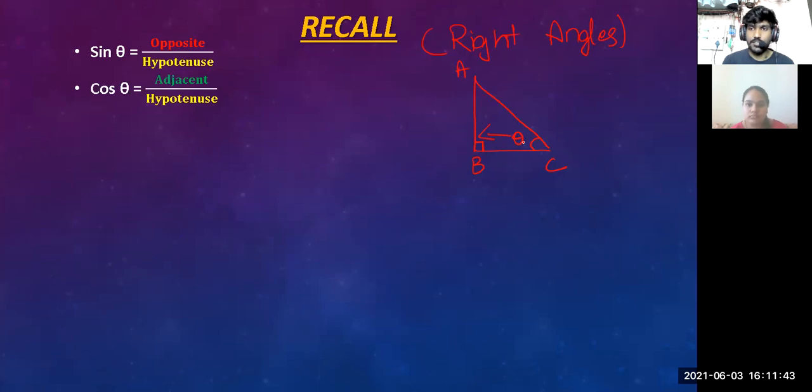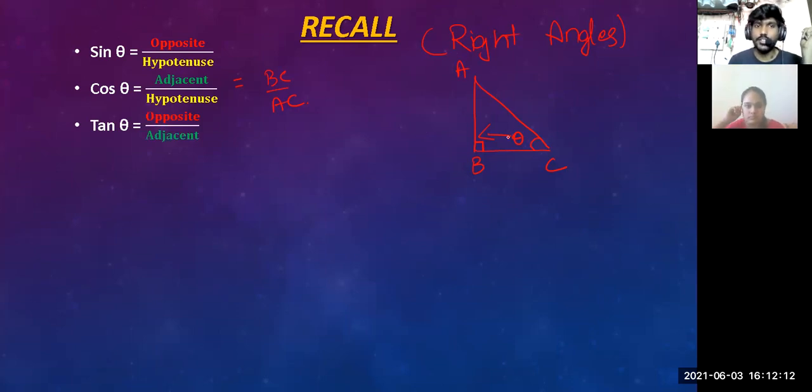Now for this theta, which is the adjacent side? BC upon AC. Correct. So cos theta is a ratio, adjacent upon hypotenuse. Then is tan. What is tan? Do you remember? Opposite upon adjacent.